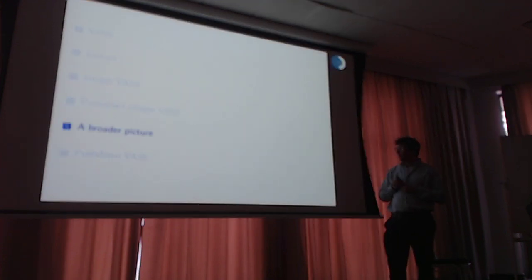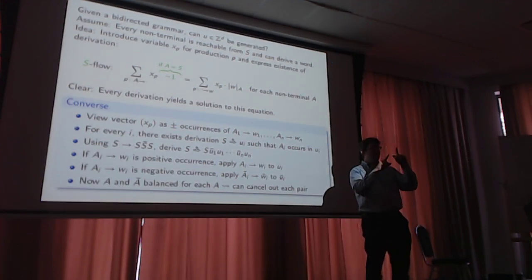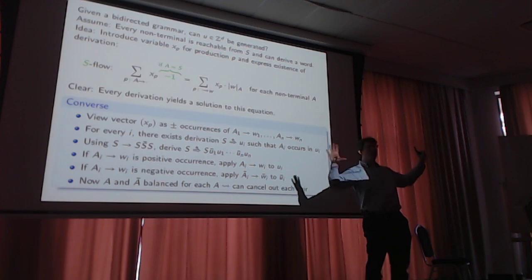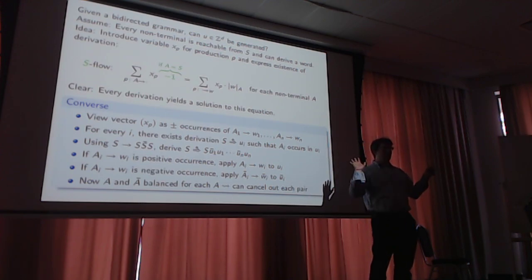So that means all the way in the end, we have all these pairs of A and A bar. And since we know that from A we can derive something, we know from A bar we can derive the same thing but negative, and that's what we do in the end. We just get rid of all these pairs. And then we get a derivation of our element.